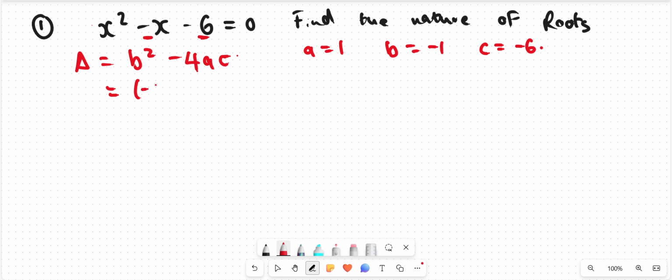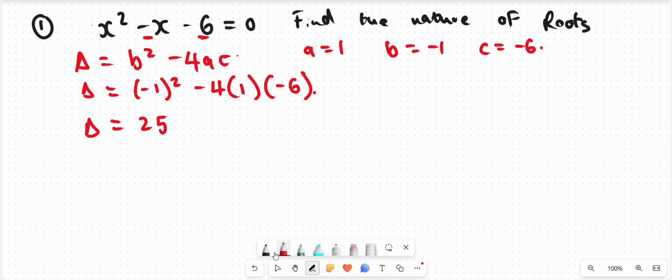So if I substitute, -1 goes there, +1 for a, and -6 for b. And if you plug this whole thing into your calculator, it will give you 25. And so the discriminant is actually 25. So if it's a 25, what does this tell me? A 25 is a perfect square.